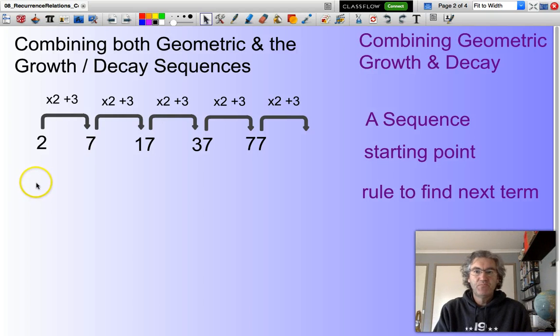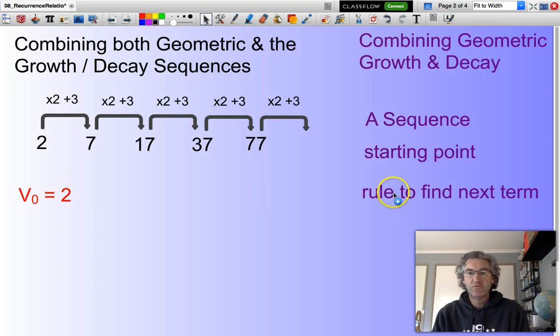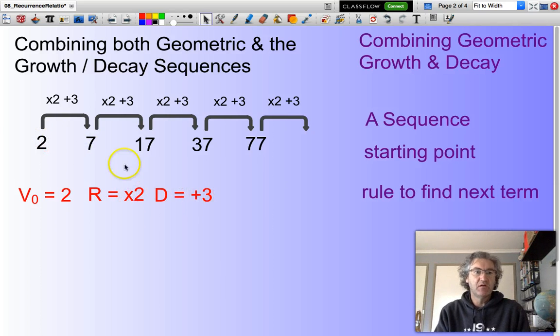As an example, look at the number sequence here: 2, 7, 17, 37, 77. This is where we'll have a starting value or initial value of 2, and then we have a rule to find our next term. Our rule is we're going to multiply our particular value by 2, and then we will add 3. So 2 times 2 is 4, plus 3 is 7. 7 times 2 is 14, plus 3 is 17, and so on and so forth.